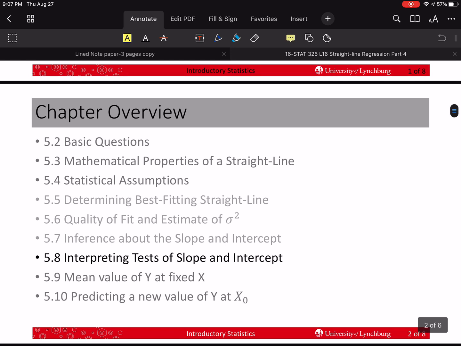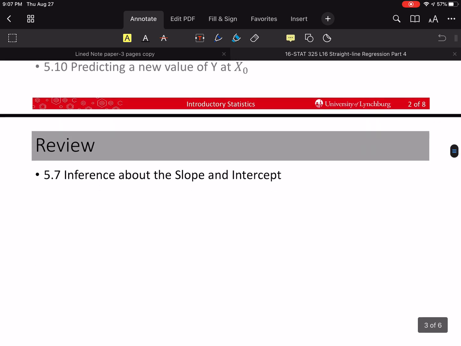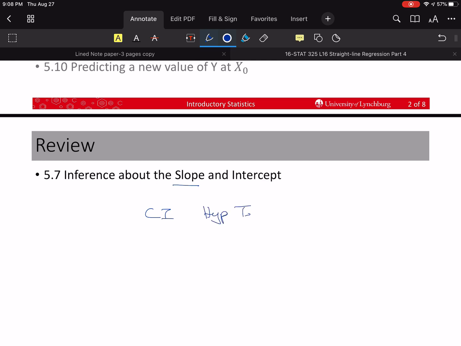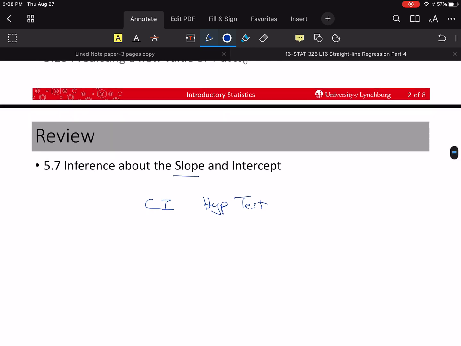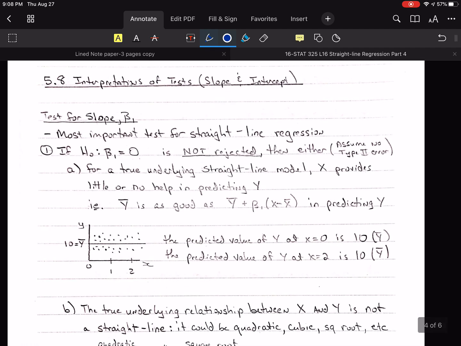So in this chapter, we've talked about several different things. Today, we're going to talk about interpreting the test for the slope and the intercept and what it means. Last time, we talked about how to actually do inference about the slope and intercept. And we gave confidence interval formulas for both, and we gave hypothesis tests for both. So we should be able to calculate those confidence intervals and perform the hypothesis test at this point. So now let's talk about what these tests actually mean.